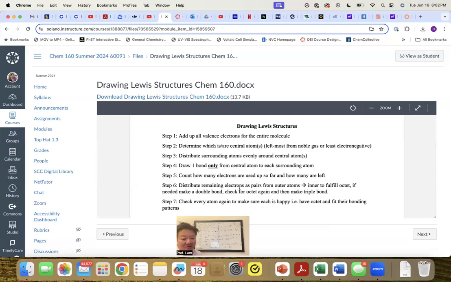And it says if you need to make a double bond in order to fulfill octet, then go ahead and do that. And then check for octet again. If it's still not good, then make a triple bond. So don't rush, right? Always at each step, check to see if octet is fulfilled, and then you add another bond. Then step 7 says check to make sure every atom is happy. And when I say happy, it means they have octet and that they fit their bonding patterns that we just talked about, right? Do the bonding patterns make sense? Okay.